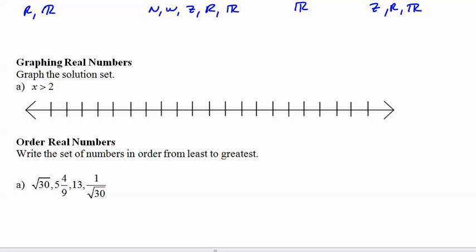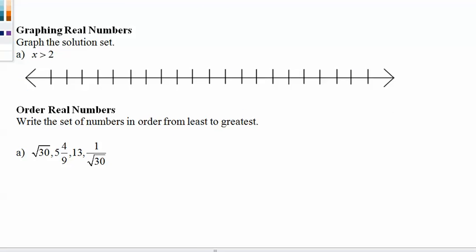Graph the solution set for real numbers. Put this to 0. X is greater than 2. So this is 2. It's an open dot. Goes further that way. Might have seen it like this too. Lots of different ways to do it. It's just that you graph a solution set for real numbers. If this said greater than or equal, this would be a closed dot. But it doesn't.